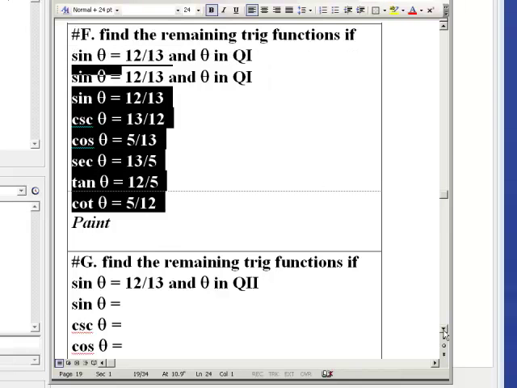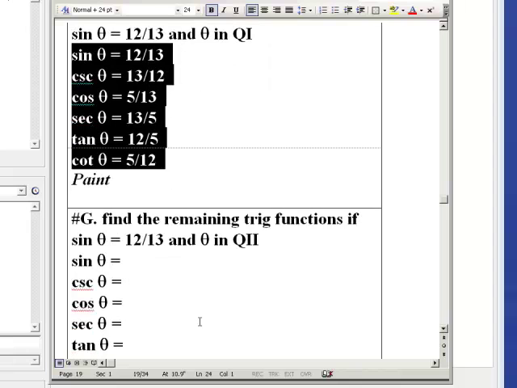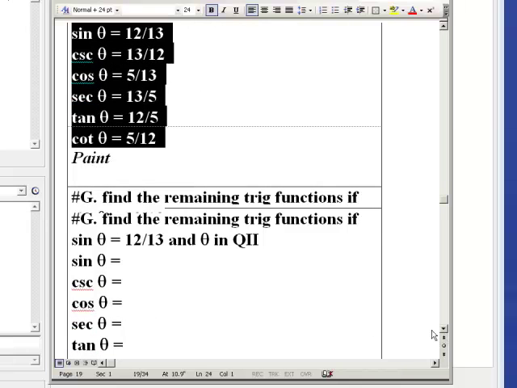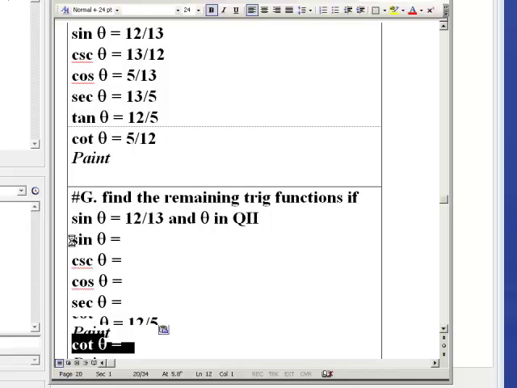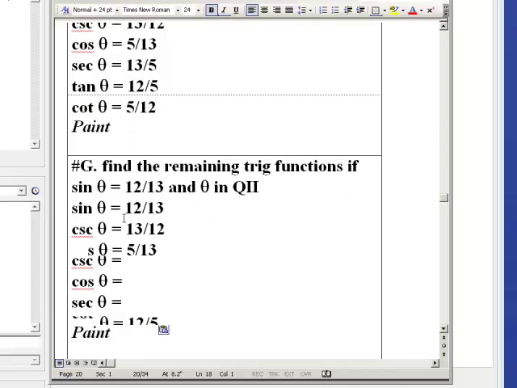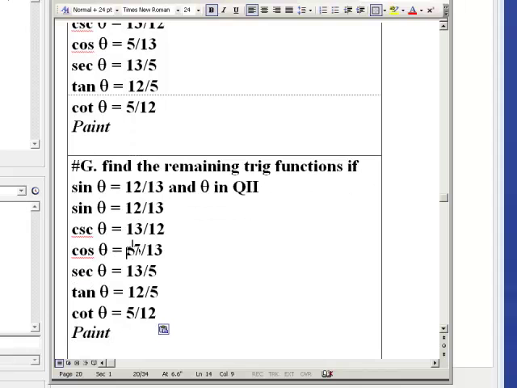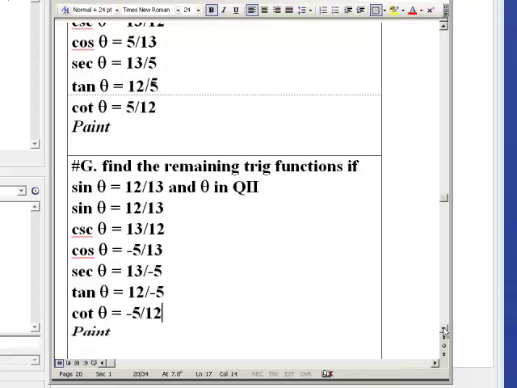And then next problem, I just copy and paste it here, but I have to pay attention to the fact that the cosine, for example, is negative 5 over 13, secant 13 over negative 5, tangent 12 over negative 5, cotangent negative 5 over 12. And we're done with these two exercises.